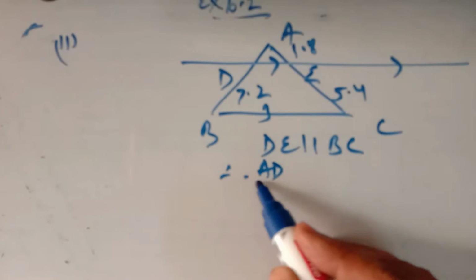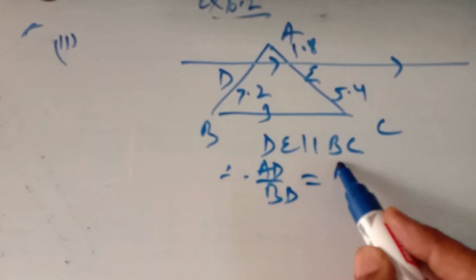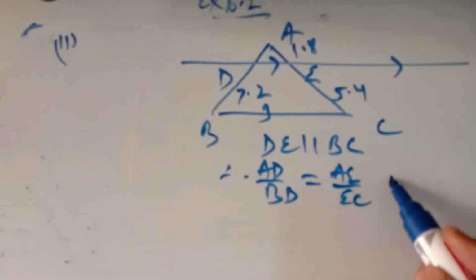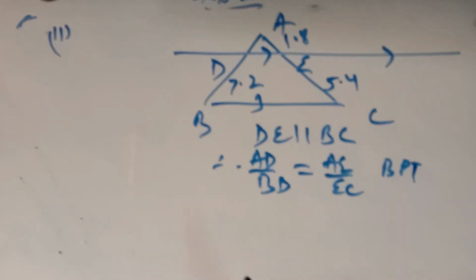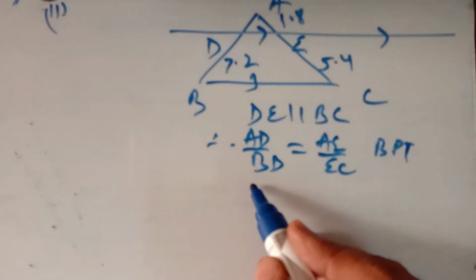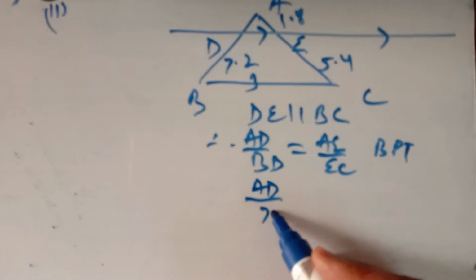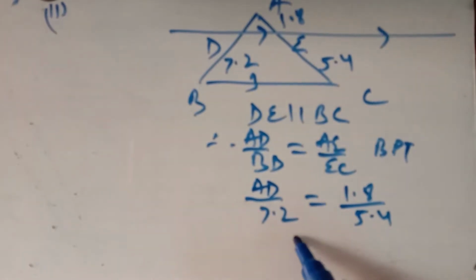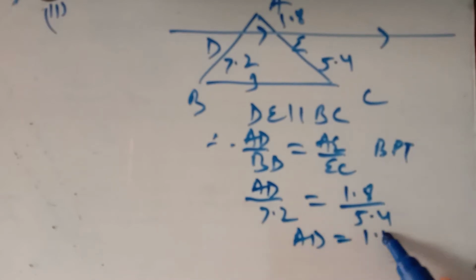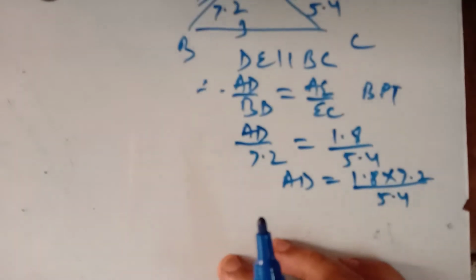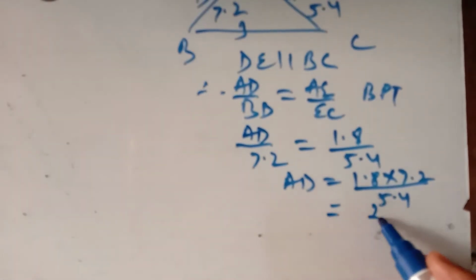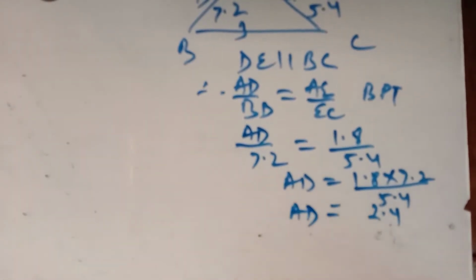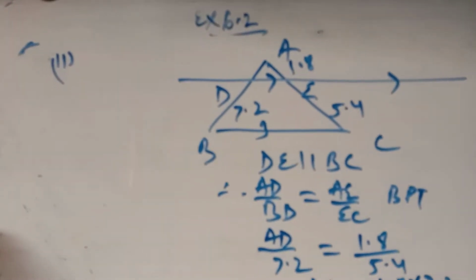Therefore, by BPT, AD upon BD is equal to AE upon EC. BPT, basic proportionality theorem: if the line is parallel, it divides the two sides in the same ratio. So AD you have to find, it is 7.2, it is 1.8 and 5.4. So AD will be equal to 1.8 into 7.2 upon 5.4, and when you simplify it, you are getting 2.4 as AD. So the basic proportionality theorem is used in this question number 1.